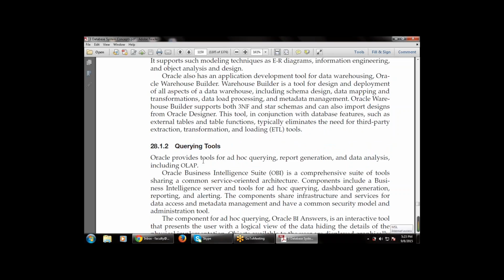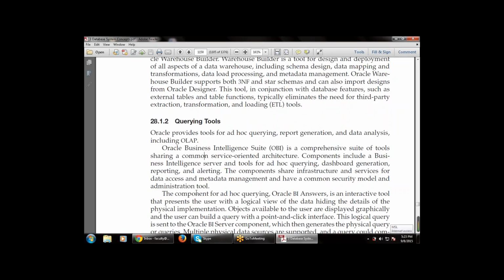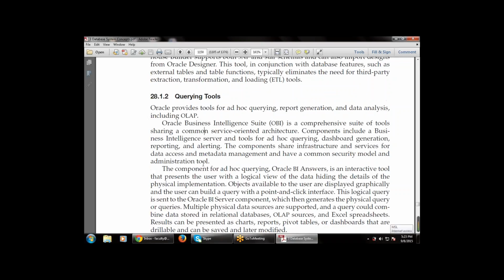Next is the querying tools. So Oracle provides tools for ad hoc querying, report generation, and data analysis, including OLAP. And there is OBI, a comprehensive suite of tools sharing a common service oriented architecture, that is the Oracle Business Intelligence Suite. And the component for ad hoc querying, Oracle BI Answers, is an interactive tool that presents the user with a logical view of the data, hiding the details of the physical implementation.